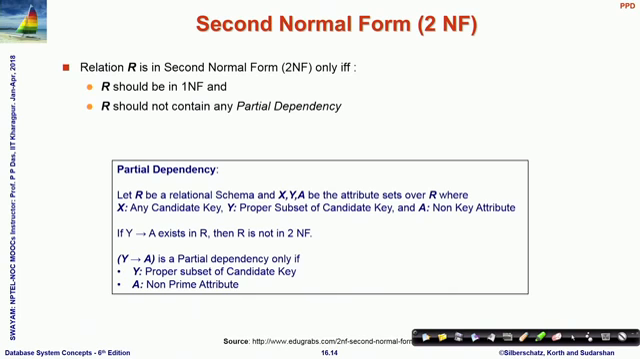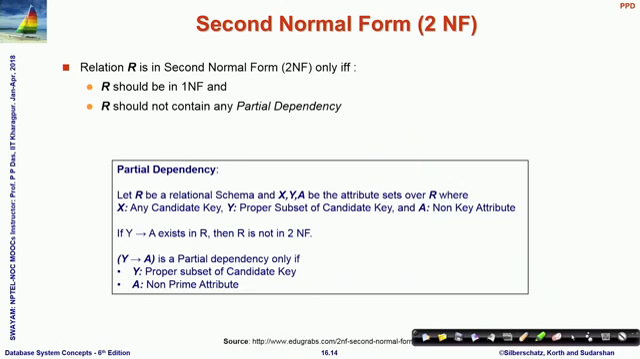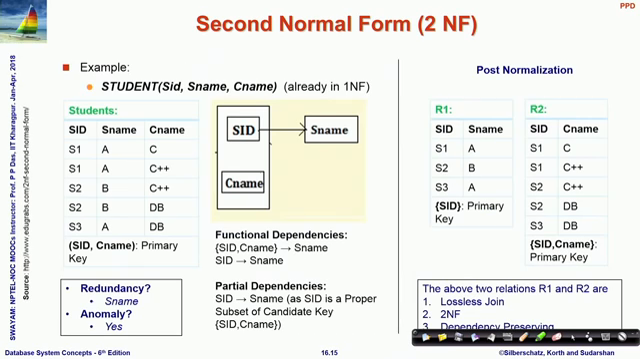A non-prime attribute, which we defined in the last module, is an attribute which does not feature in any of the candidate keys. So, if Y is a proper subset of a candidate key which functionally determines a non-prime attribute, then this is known as a partial dependency, and if there is a partial dependency, then the relation is not in second normal form. So, second normal form requires that the relation is in 1NF and there is no partial dependency.